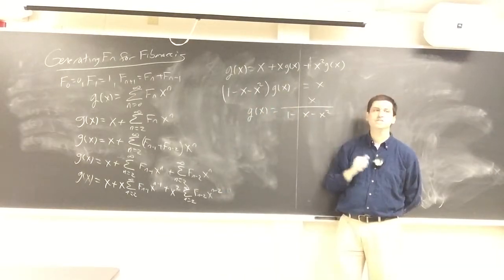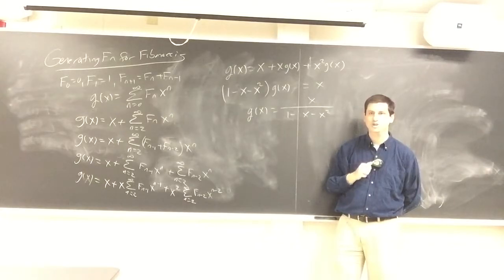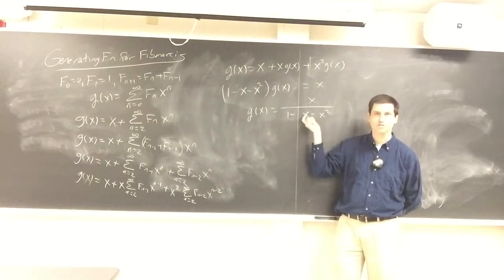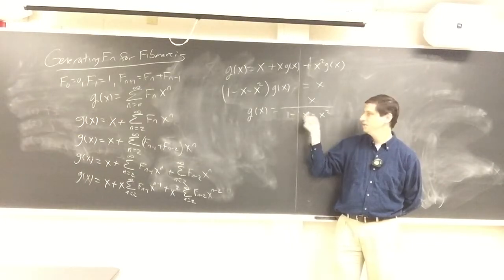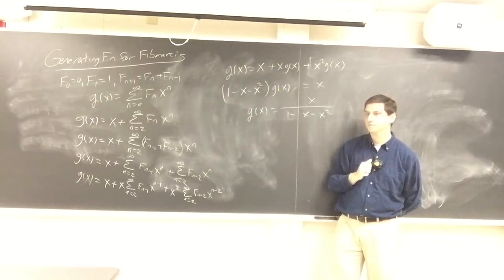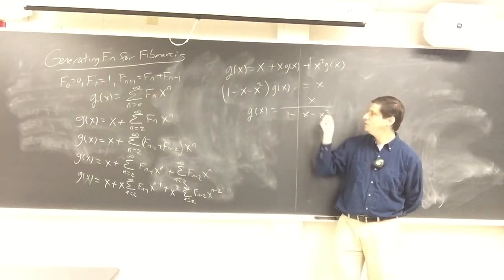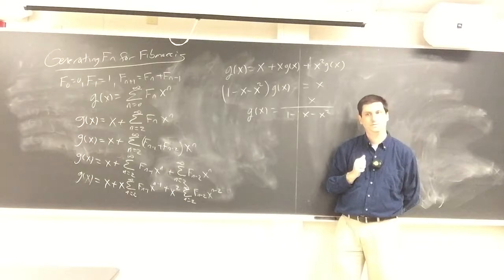And you might notice that this is very similar to the recurrence relation you get for the Fibonaccis, the characteristic polynomial. The difference is, instead of getting the roots of that characteristic polynomial, we're going to get the reciprocals because of the way things are aligned, I think. So now the question is, how do we expand this?